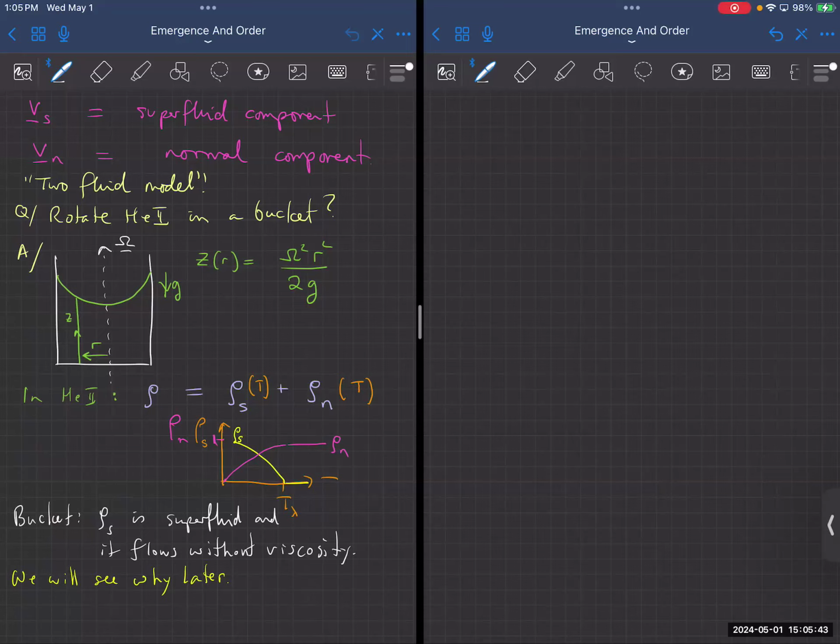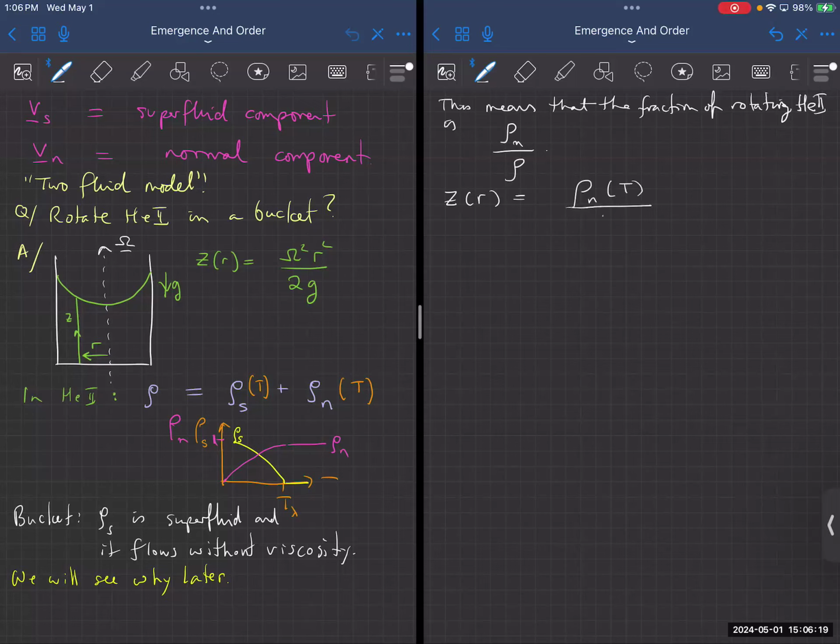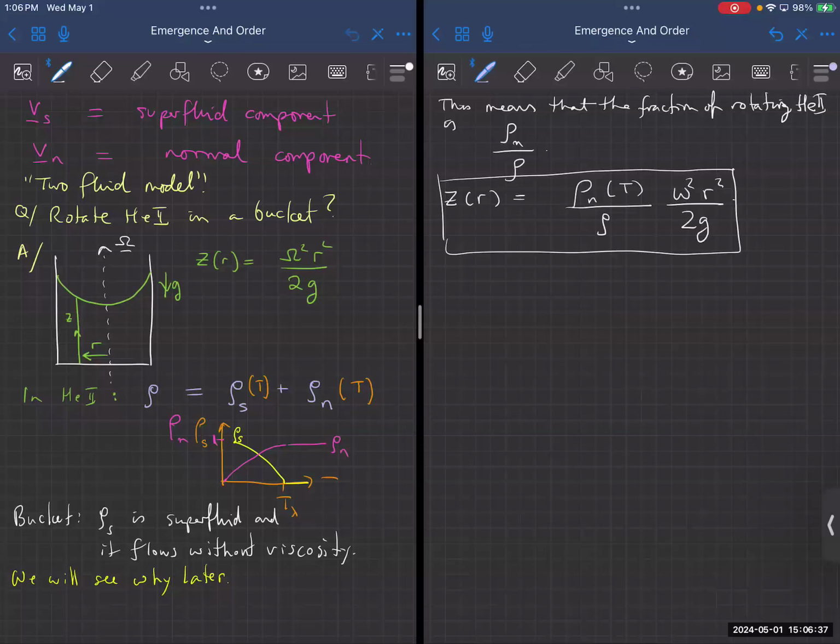So this means that the fraction of rotating helium-2 is rho n over rho. What we would then expect is that z as a function of r is going to be rho n of T over rho times omega squared r squared over 2g. So that's a prediction, and now we can go to experiment and see if it's true. This implies that the meniscus is temperature dependent.